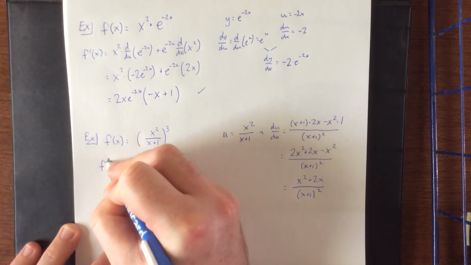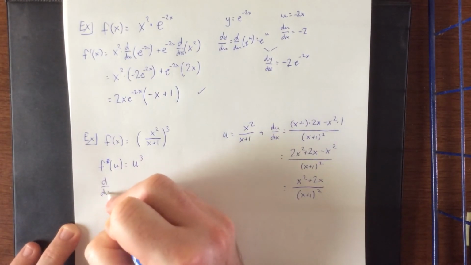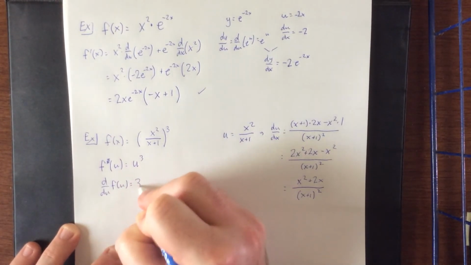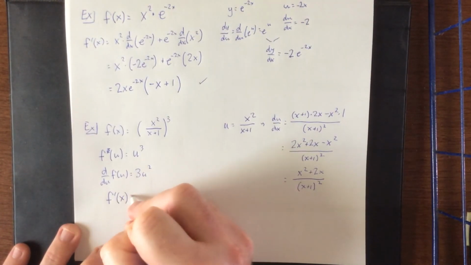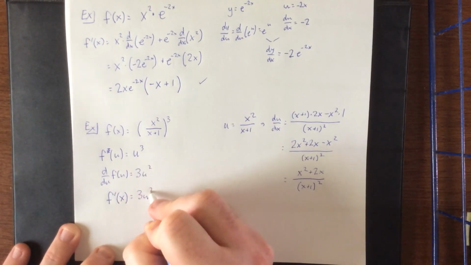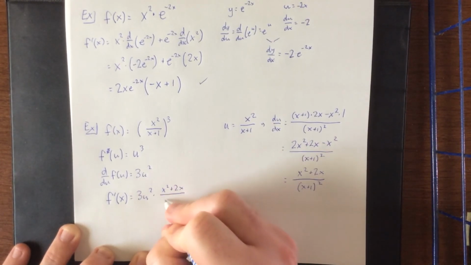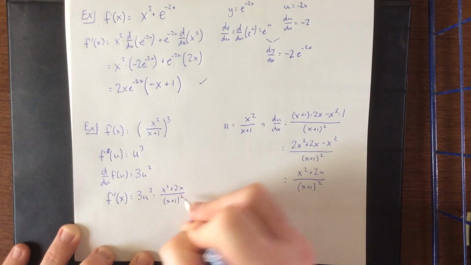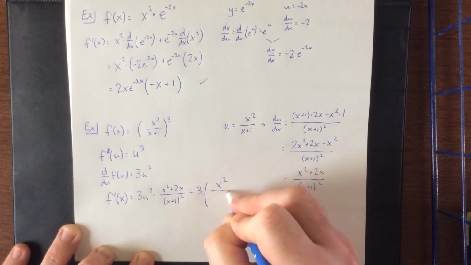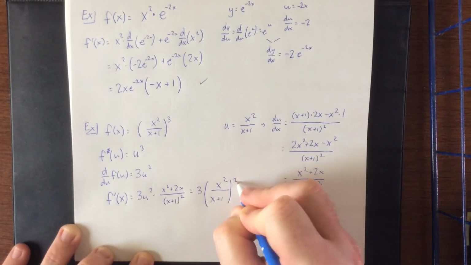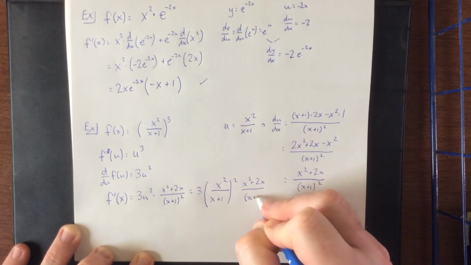f of u at this point would simply be u cubed. Therefore, the derivative with respect to u of f of u is going to be 3 times u squared. Therefore, if we're interested in finding f prime of x, that will involve taking this derivative times this derivative, x squared plus 2x all over x plus 1 quantity squared. Substituting back gives us 3 times x squared over x plus 1 quantity squared times x squared plus 2x all over x plus 1 quantity squared.